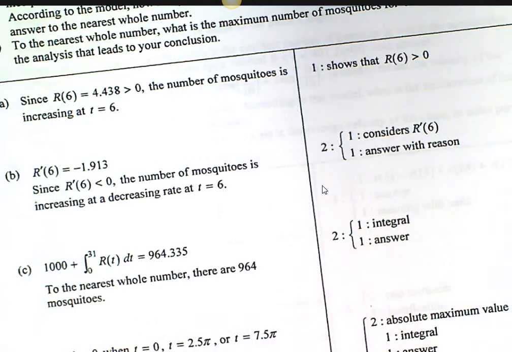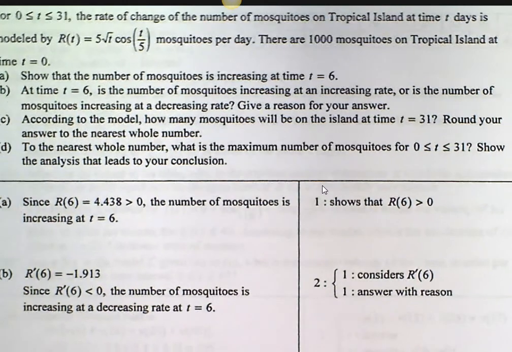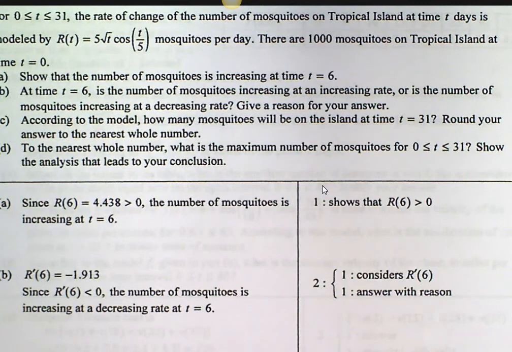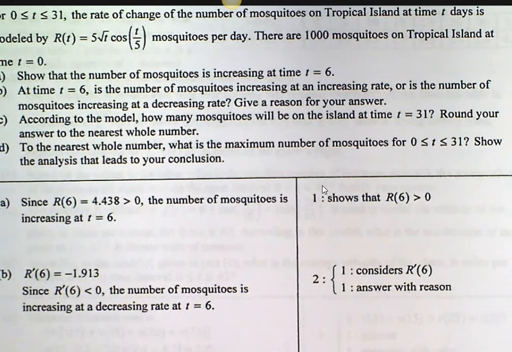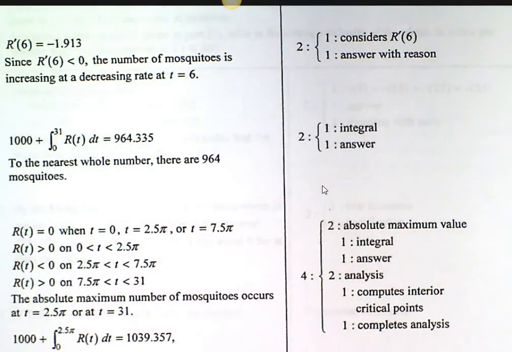Does that work? All right, so as long as you plug 6 into R and it becomes positive, you've shown it, right? Yep. So B: at time t equals 6, is the number of mosquitoes increasing at an increasing rate or increasing at a decreasing rate? Give a reason for your answer.